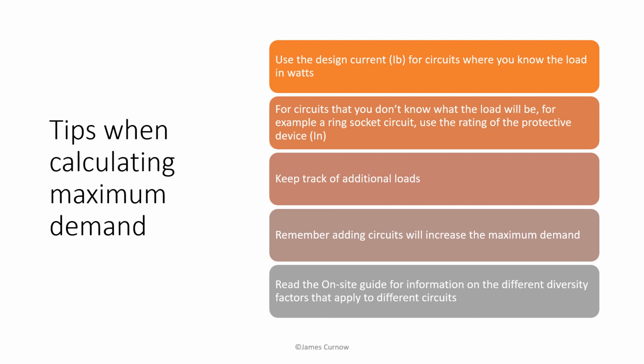So here I've got some tips when calculating maximum demand. First of all, I like to use the design current for circuits where I know what the actual load is in watts. For circuits where I don't know what the load will be, for example a ring socket circuit, I use the rating of the protective device. I always try and keep track of additional loads, so any changes in the project that you're working on, keep track of those to make sure that you are within the maximum demand. Remember that adding circuits will increase the maximum demand, so bear that in mind when adding additional circuits later on. And my last tip is to read the On-Site Guide for information on the different diversity factors that apply to different circuits and also different types of installation.